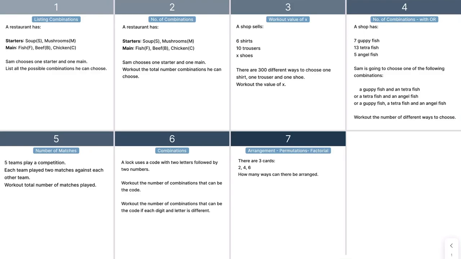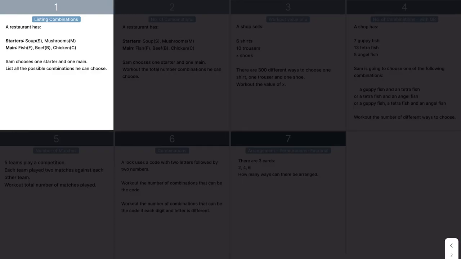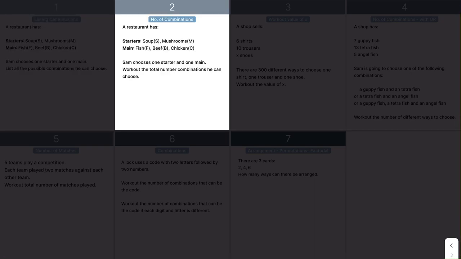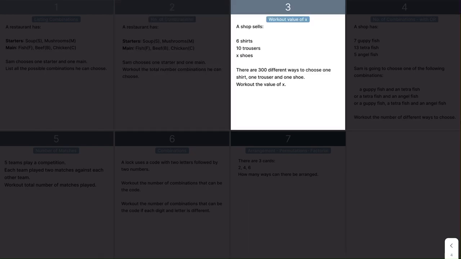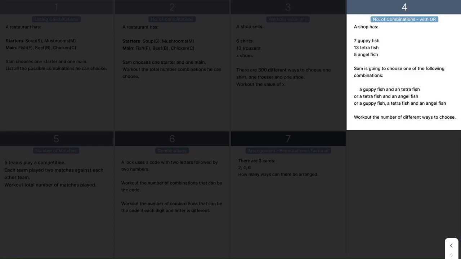Listing strategies is what we're going to look at in this video. We're going to start off by looking at listing combinations, where we've been asked to list a combination. We're then going to move on to answering questions where we've been asked to find the number of combinations, and then questions where we've been given the number of combinations but are asked to find x, and then move on to looking at questions with OR.